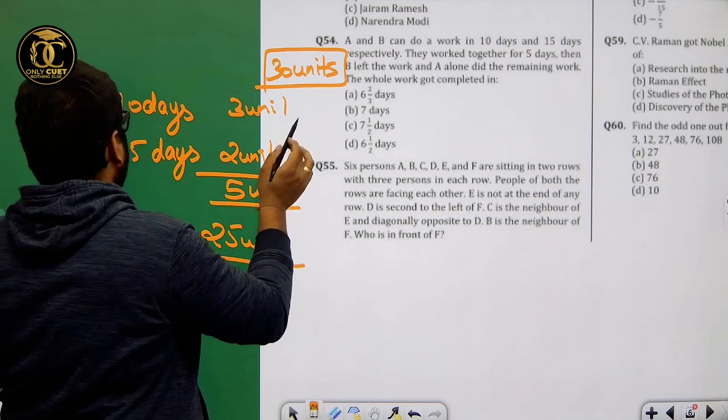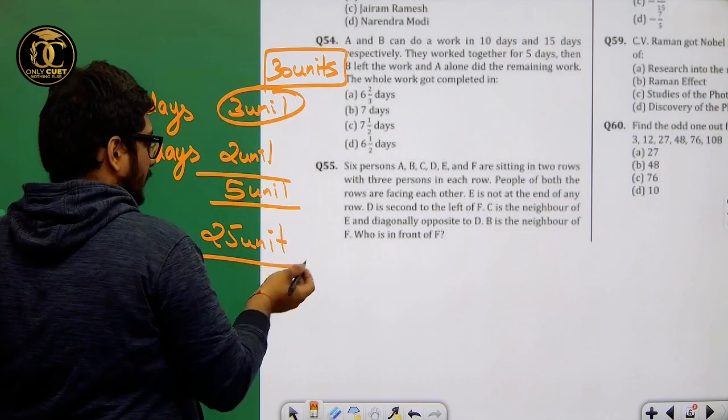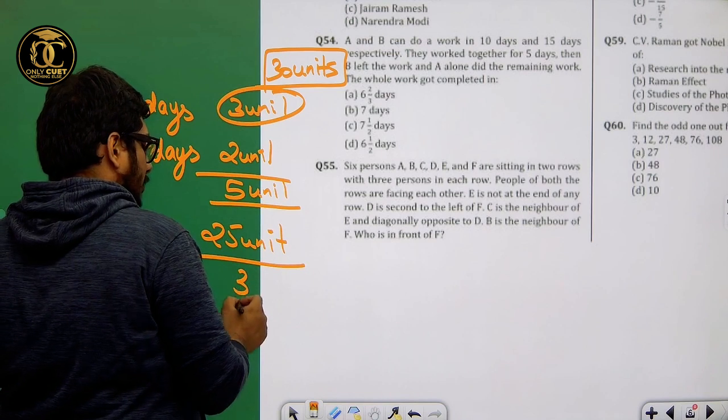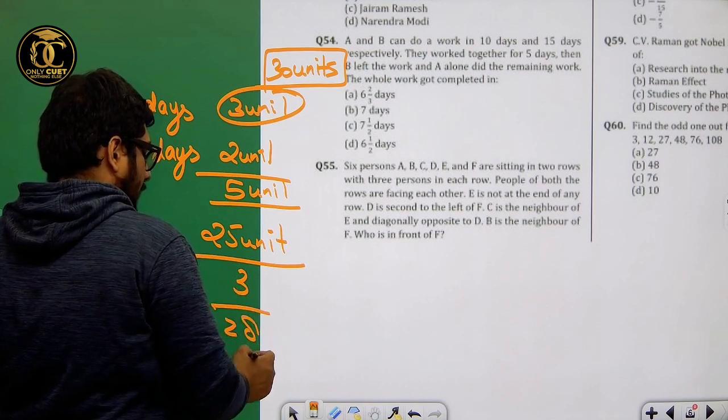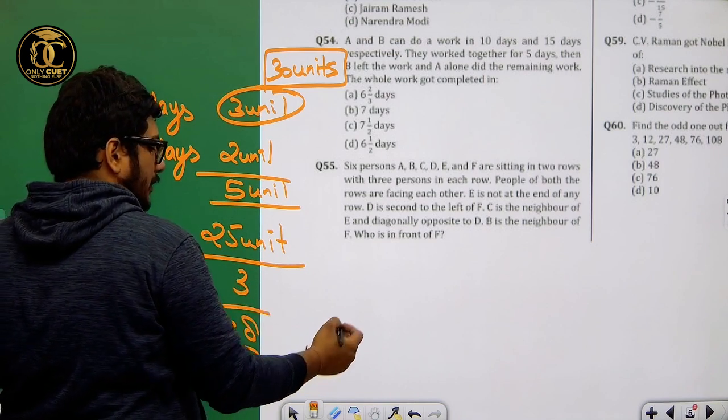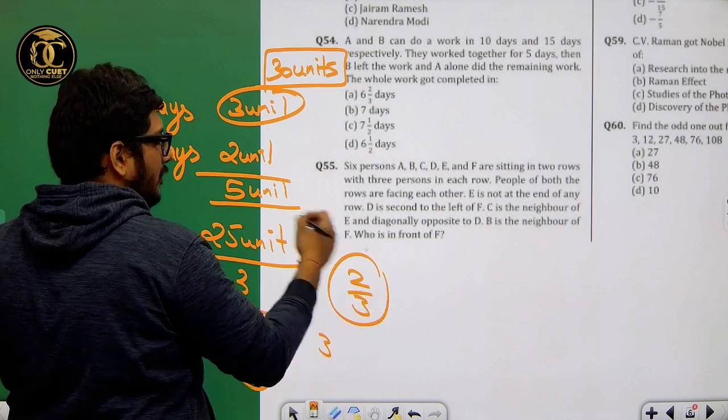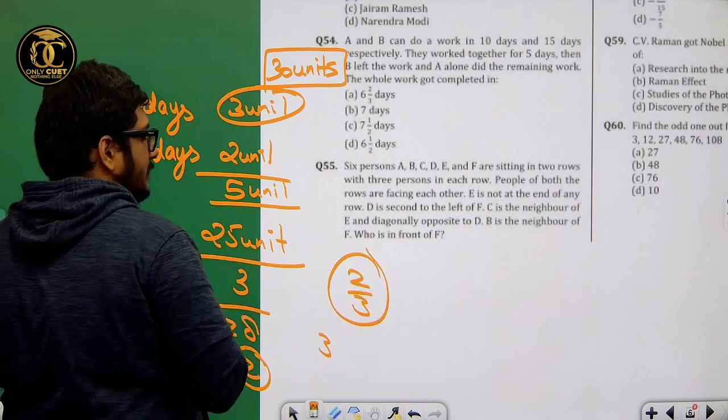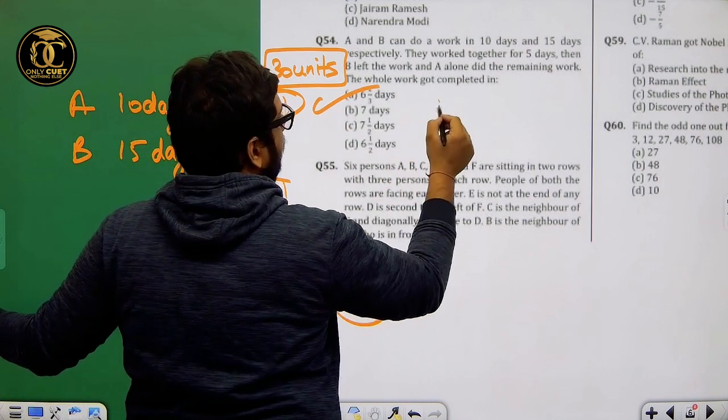Then B left the work and A alone did the remaining work. B left. A alone does 3 units per day. So in the next day, it will again do 3 units. So total 28 units is done. Again left with 2, but he can do 3. That is in 2 by 3 days, he'll be able to finish. So 5 plus 1, 6, 6 2 by 3 days. That is option A.